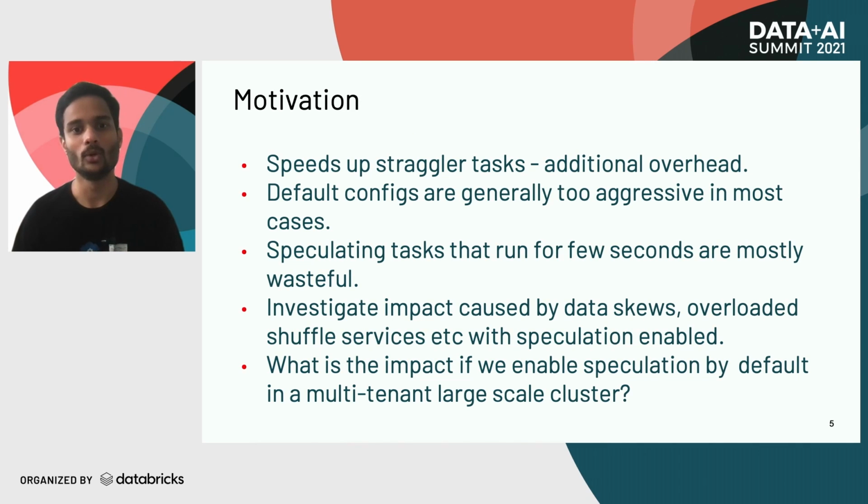Let us now look at the motivation of the talk. Although speculative execution speeds up straggler tasks, it adds additional overhead, so there is a need to strike a balance between the two. Spark speculative execution default configs are generally aggressive, especially for batch apps. Also, speculating tasks which run for a few seconds can be wasteful. So in order to avoid these, we also need to investigate the impact of data skew and overloaded shuffle services in the context of speculation. Also, the impact of enabling speculative execution by default in a multi-tenant large-scale cluster needs to be thoroughly studied.